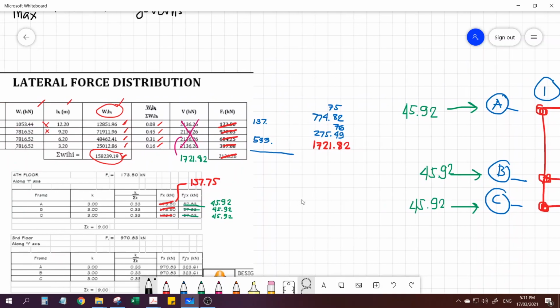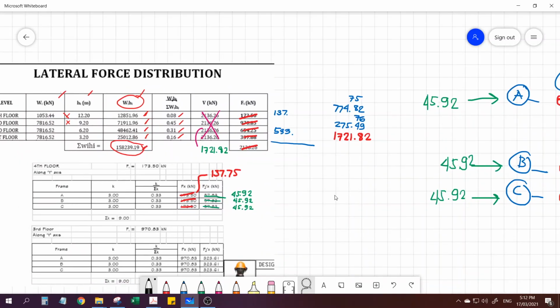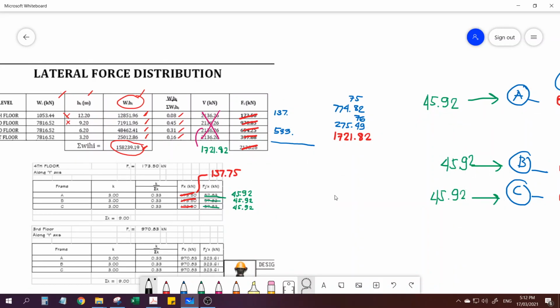So, ito yung lalabas na force per floor. 0.08 times 1721.82 is 137.75. Then 0.45 times 1721.82 is 774.82.